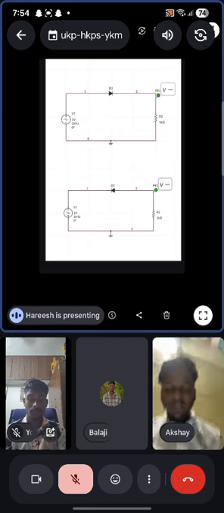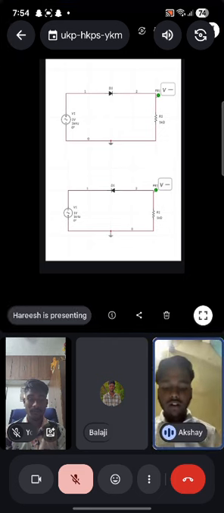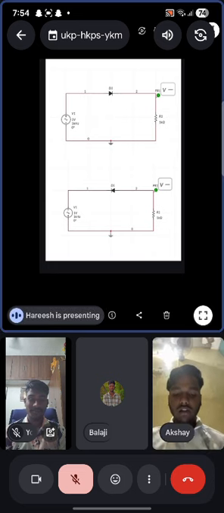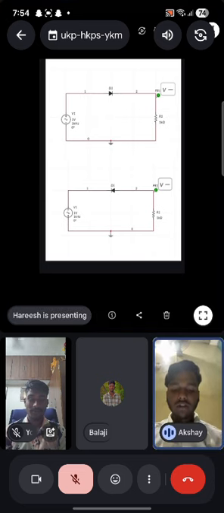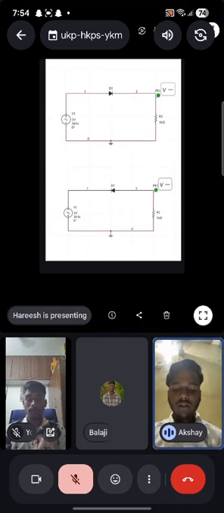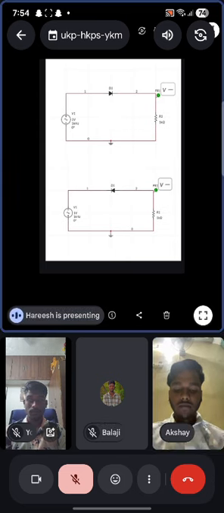Next, reverse bias is a condition in a semiconductor diode where an external voltage is applied in a direction that opposes the natural flow of majority charge carriers, significantly increasing the device's resistance and effectively blocking most of the current. The diode acts as an open switch in this state.